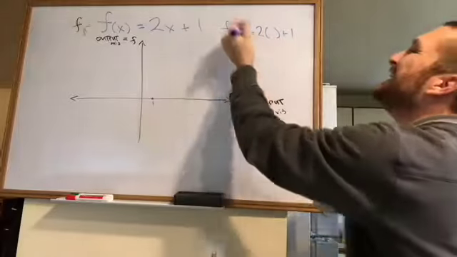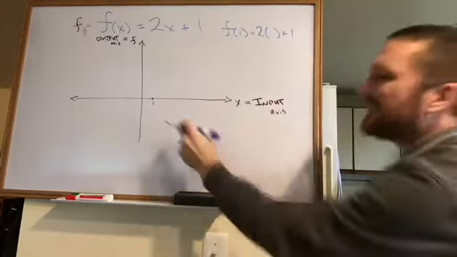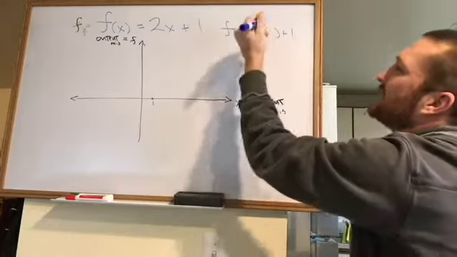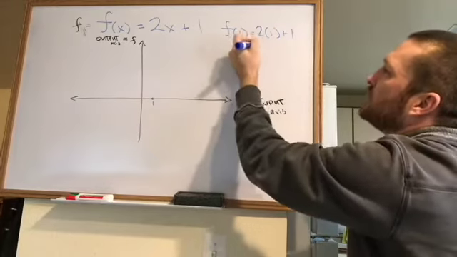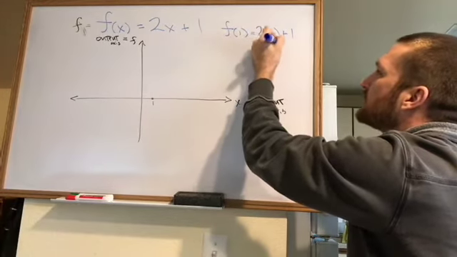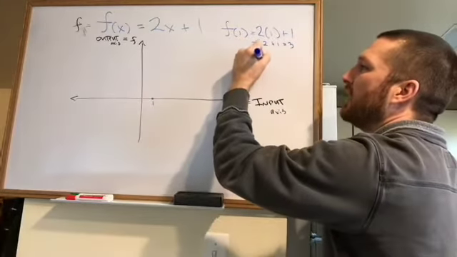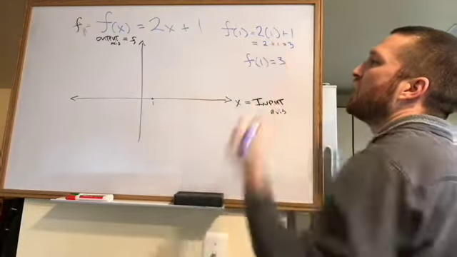Oh, sorry. The input is 1, but this is what I asked you, right? When the input is 1, I replace the x with a 1, and you're right, you said, okay, 2 times 1 is 2, plus 1 is 3. So 3 is my output. In other words, f of 1 is 3.